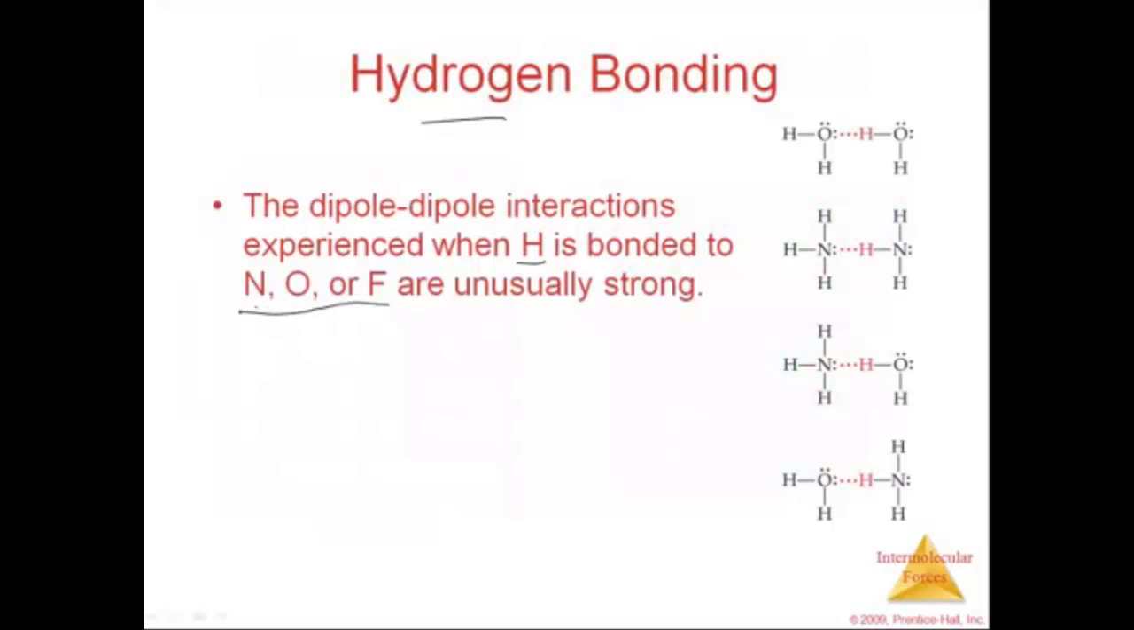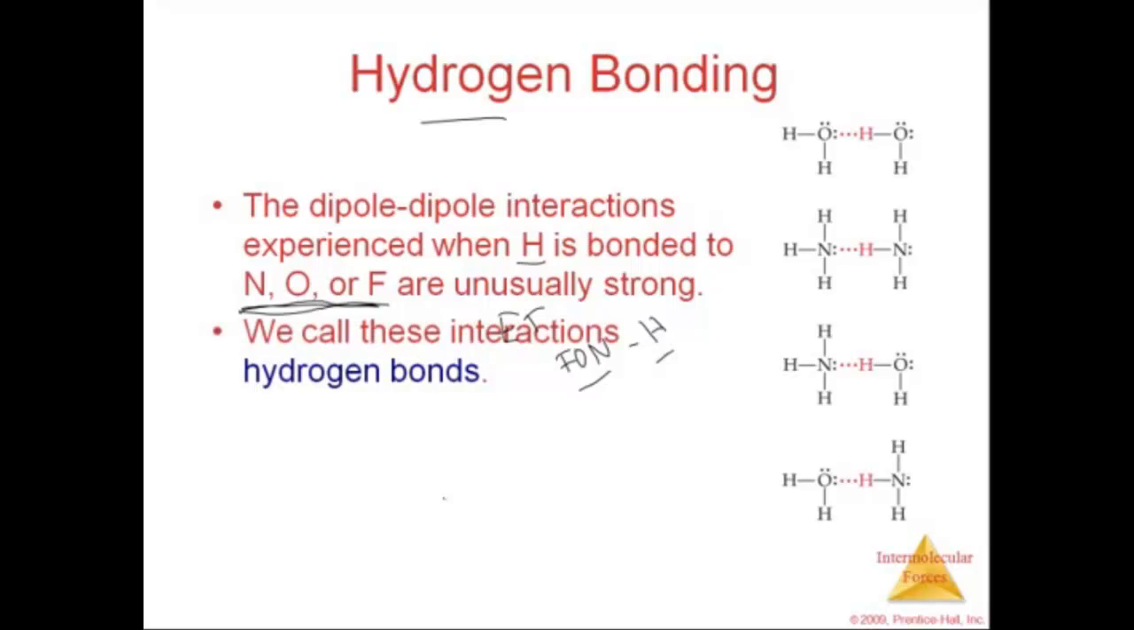And the way you remember which atoms are involved, or hydrogen bonding is possible, just remember ET, right, phone, home. Phone, home. Okay. So it's unusually strong when the hydrogen is attached to a nitrogen, oxygen, or fluorine. And we call these interactions hydrogen bonding.